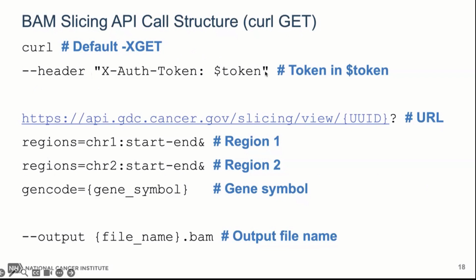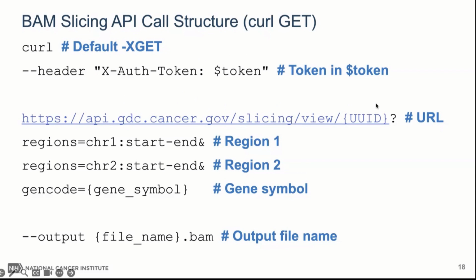This header is going to be the token. Like I said before, you do need dbGaP access, so you will need to pass a token to the API. In this case, the token is stored in a variable named token or whatever you want to name it. So next, the GDC API URL is specified, followed by /slicing/view/ and then whatever the UUID for the file is. So this would be the file ID.